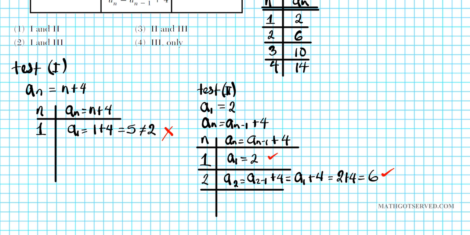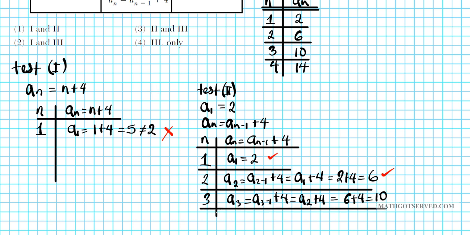Next one is n equals 3. We have to test them all. We can't take anything for granted. A3 is going to be A3 minus 1 plus 4. What is A3 minus 1? That's A2, plus 4. What is A2? A2 is the term before it, which is 6. 6 plus 4, which is 10. You see a pattern here? We keep increasing by 4 every single time. Isn't that the pattern we saw when we were counting the number of blocks in our table? So that's exactly what's happening here.